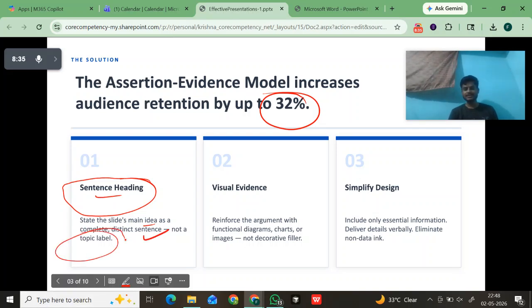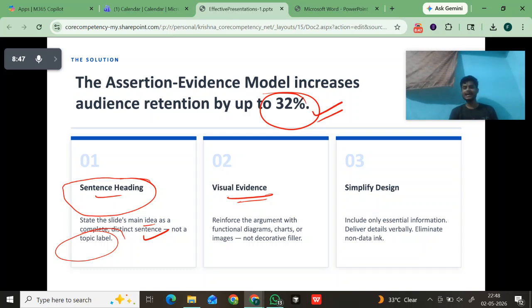So first is that. Second is visual evidence. If you summarize this whole thing, to gain the 32%, you have to make a clear heading. It is okay if it is in sentence case, no matter what. Reinforce the argument with functional diagrams, charts, or images. You can use diagrams, charts, images to make things clear. Like here, I have not used any chart, but it is making clear sense. Sentence heading, visual evidence, simplified design. One, two, three. So it is making much sense.